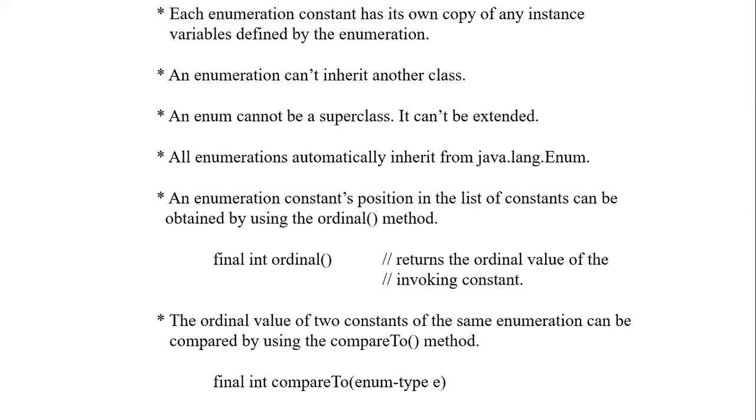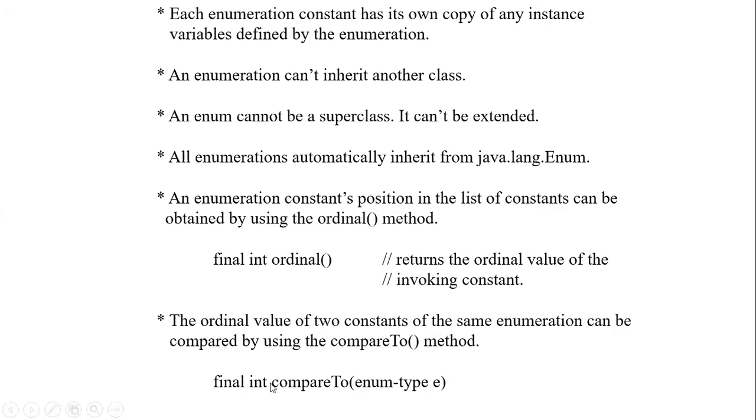Okay, all enumerations automatically inherit from java.lang.Enum. An enumeration constant's position in the list of constants can be obtained by using the ordinal method. This we have seen an example of also. The ordinal values of two constants of the same enumeration can be compared by using the compareTo method. Obviously the ordinal value will be different for each constant, and this compareTo is returning an int value.